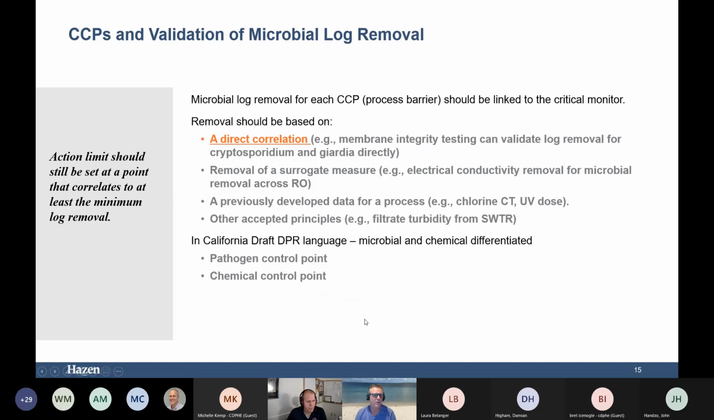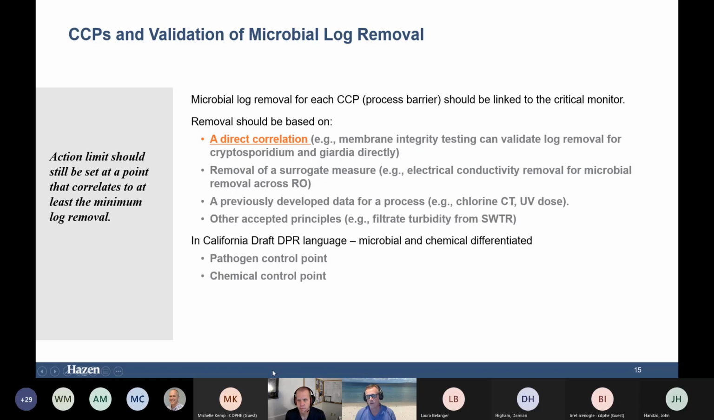I mentioned earlier, I think when we were talking about monitors, the critical control points and how we validate microbial log removal. And we need to find a way, when we're determining the microbial log removal across a particular barrier, to link that to the critical monitoring. In some cases, we may have some direct correlation.